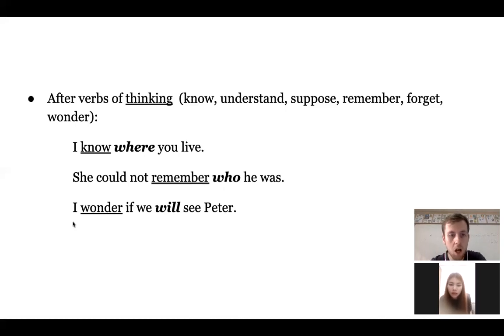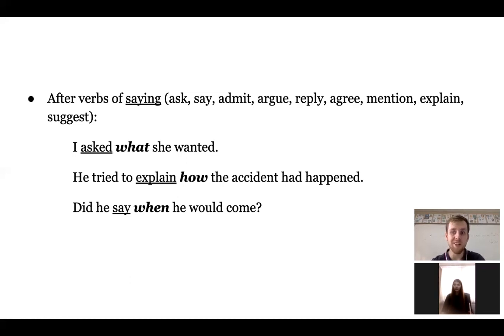And one more. I wonder if we will see Peter. One more time. I wonder if we will see Peter. Okay. Another way to use it in the sentence is after verbs of saying. So it's verbs like ask, say, admit, argue, reply, agree, mention, explain, or suggest.